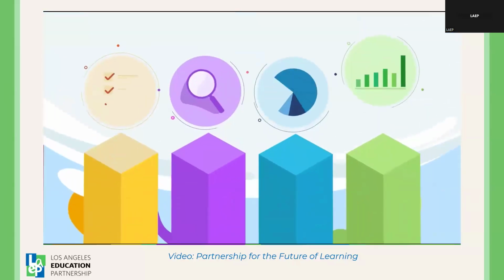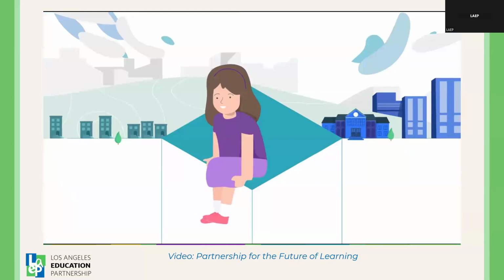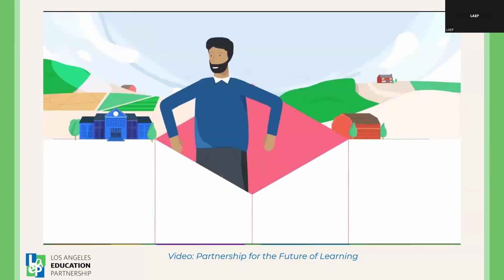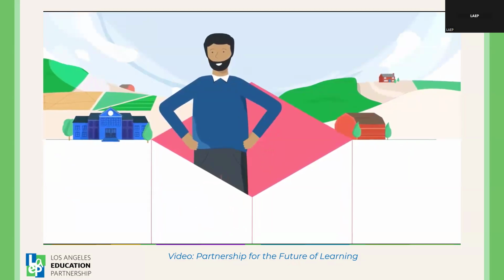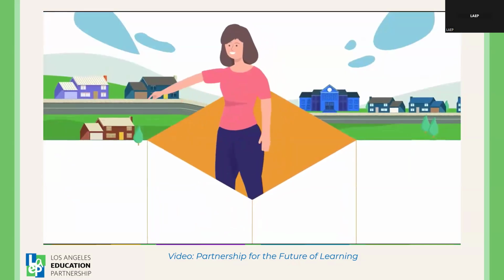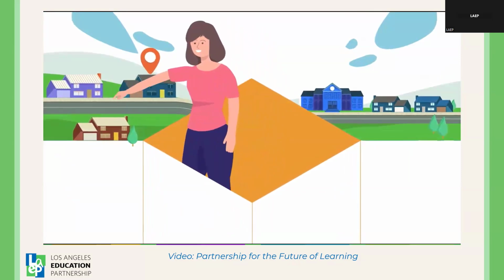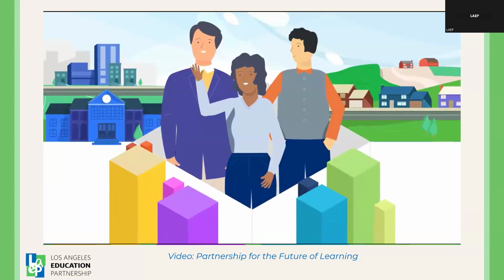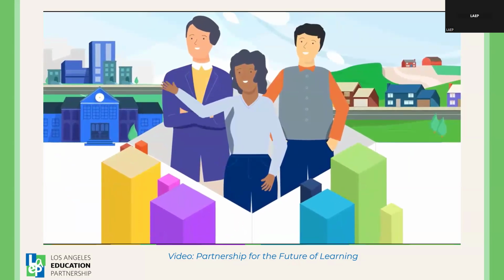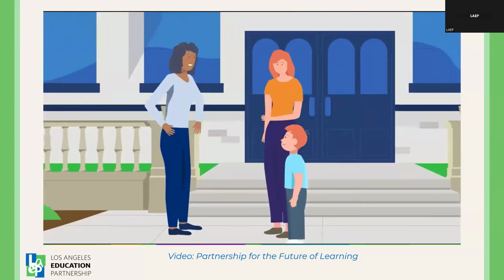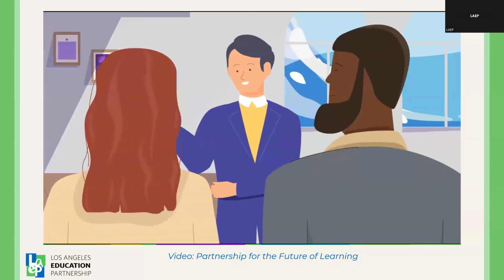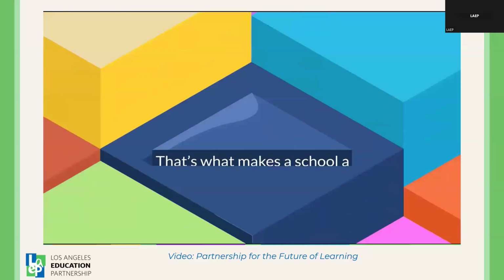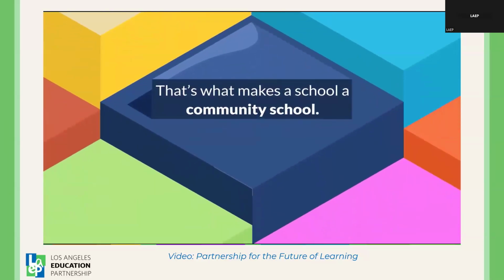Research supports this four-pillar approach, but there's no one-size-fits-all model. Every community school is different because each community is different. Figuring out what it looks like in your community starts by getting actual community members involved. That's the full-time job of community school coordinators. They're the human bridge connecting all the partners and stakeholders that make community schools possible. So that's what makes a school a community school.